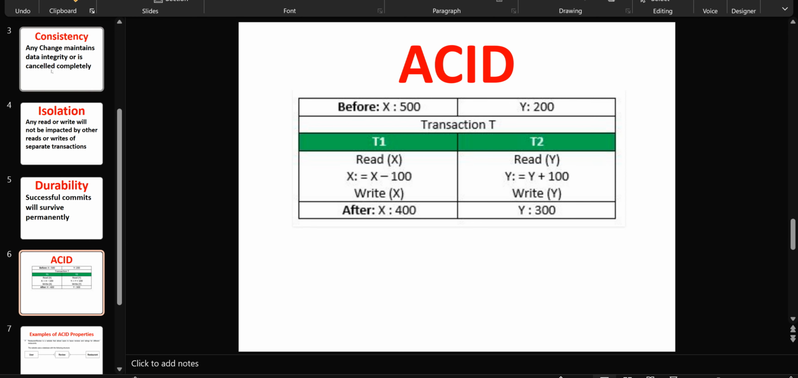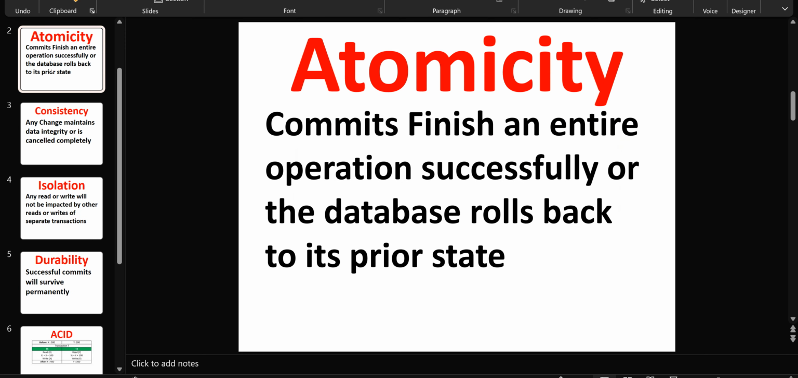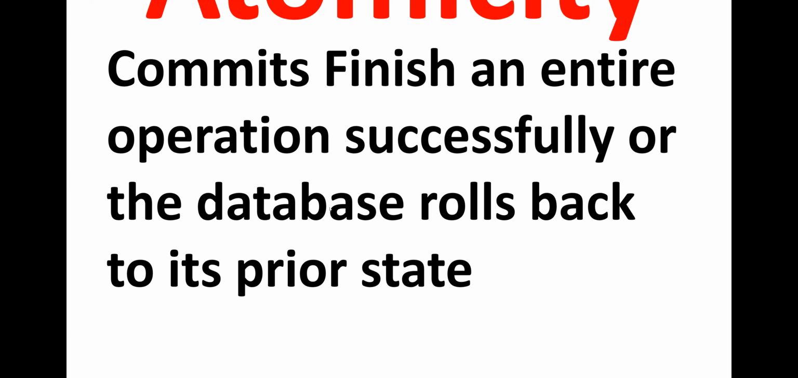We have a property which is called atomicity. Atomicity basically checks whether the transaction is completed fully or not, because a partially completed transaction is rolled back. It's not considered a complete transaction. So it says either commit and finish the entire transaction, the entire operation, successfully, or the database rolls back to its prior state.